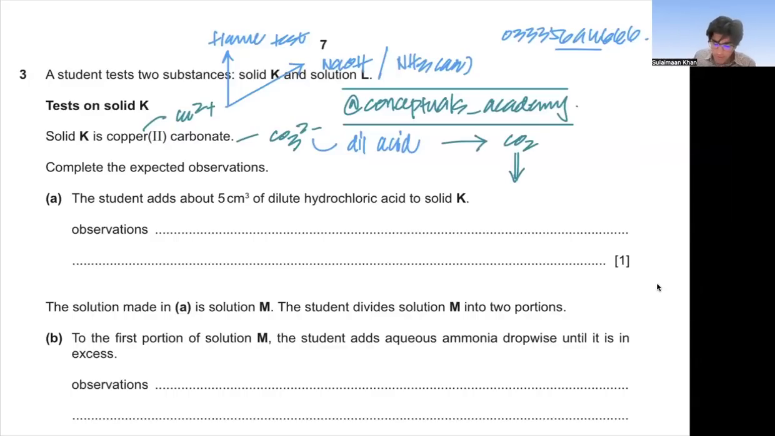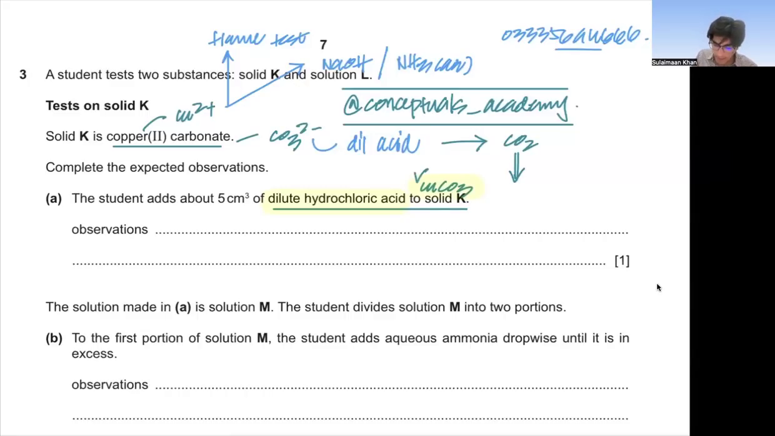अच्छा जी. So the student adds dilute hydrochloric acid to solid K. What was solid K? Solid K was copper carbonate, right? Let's just write it on the top of it. What are the observations? अब देखो, एक मार्क का सवाल है. If I know my reaction, copper carbonate is right here, and he's adding dilute hydrochloric acid. Can I write the equation for myself? I know it's fizzing, and there are multiple other observations as well.